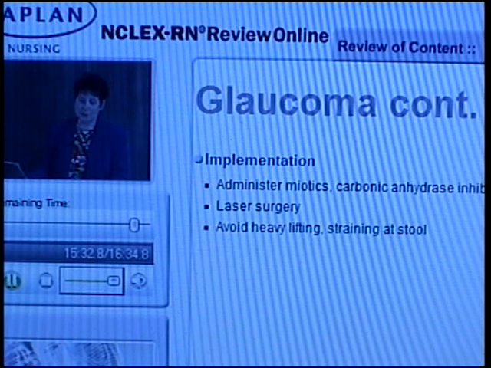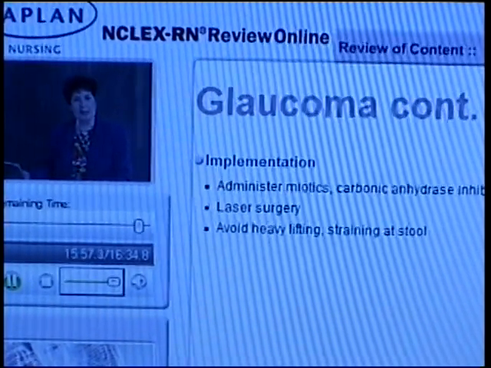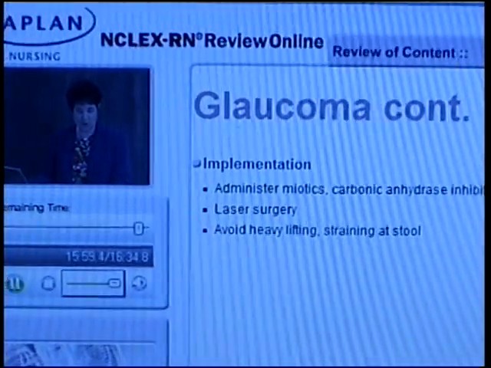They use cholinergics, which are miotics that increase the outflow. And remember, miotics are the things that constrict the pupil, and the way I remember it is the O in miotic is small. So it constricts the pupil so the aqueous humor can flow out. They use adrenergic agents, which are sympathomimetics. They use beta blockers. They use carbonic anhydrase inhibitors, because all of these things decrease the production of aqueous humor.